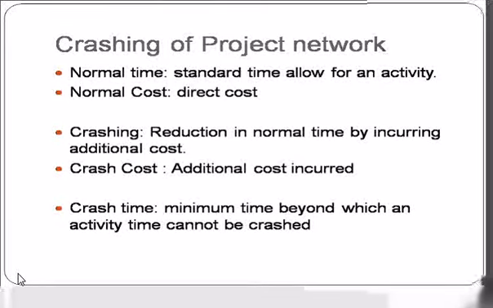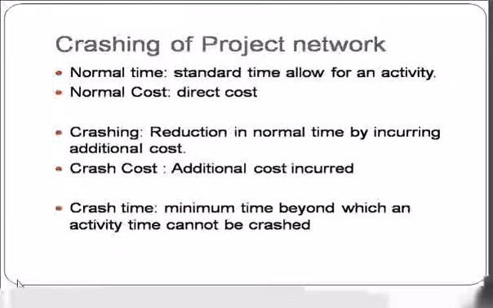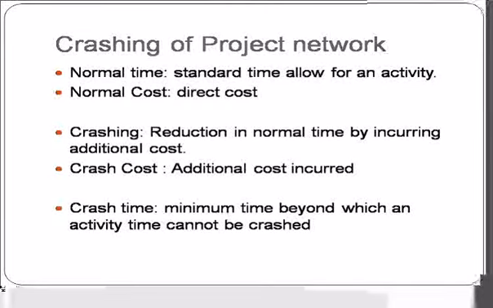Okay, here we have to know some terms related to this. That is the normal time. Normal time means the standard time allowed for an activity, the normal cost, that is the direct cost, which is completed in the normal hours. Then what do we mean by crashing? That is reduction in normal time by incurring additional cost. Then crash cost is the additional cost incurred for the minimum time. Then crash time is the minimum time beyond which an activity cannot be crashed.